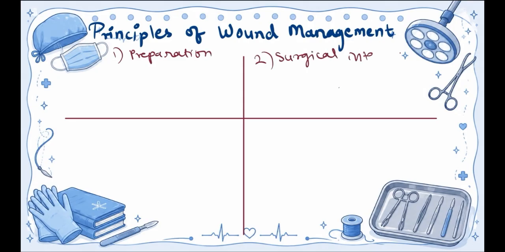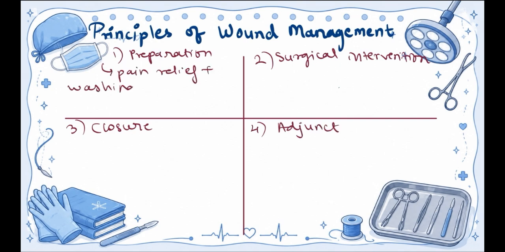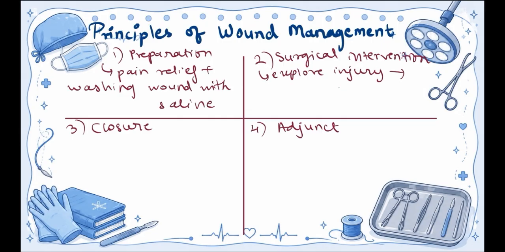Every clinician follows a reliable four-step path. First, they prepare the patient and the wound. It begins with proper pain relief and a thorough washing of the wound with warm saline. Next, the surgeon explores the injury. They check for hidden damage to nerves or tendons, and they secure complete hemostasis.